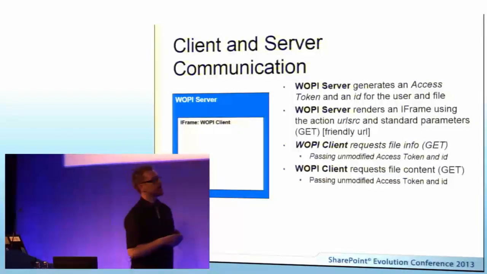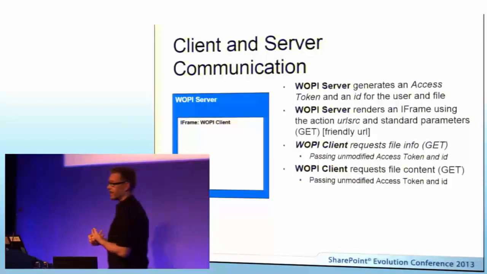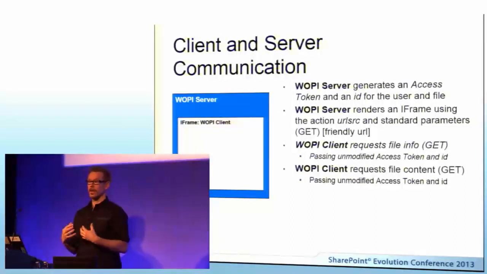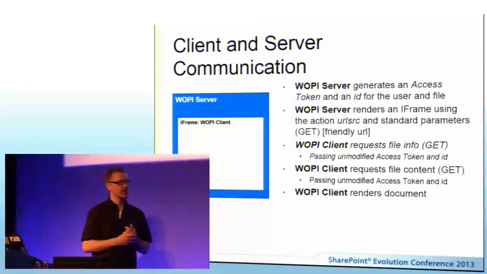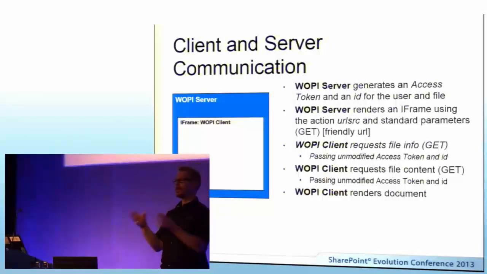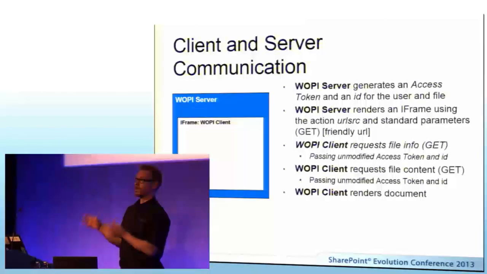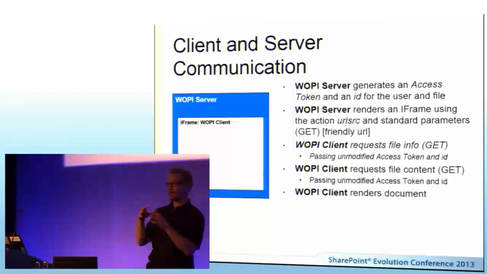Then the WOPI client does another GET request, passes in the access token and ID again, and retrieves the content of the file, parses it and renders it in the right iframe. As I mentioned earlier, it's always the WOPI client that initiates the request to the server, and it's the end user that initiates the request to the WOPI client, since it's an iframe.